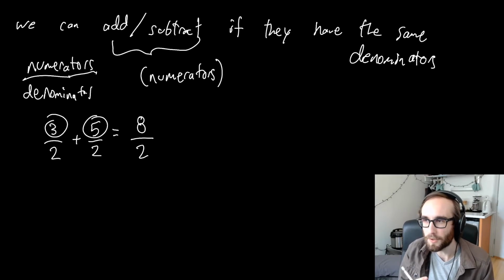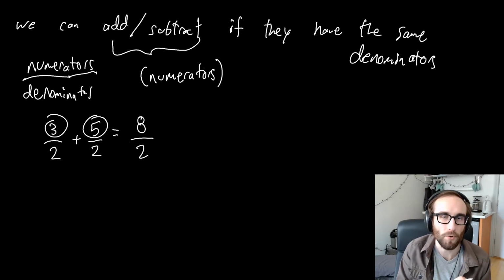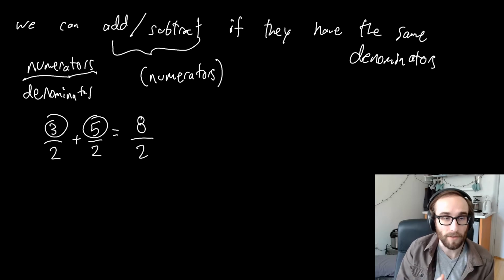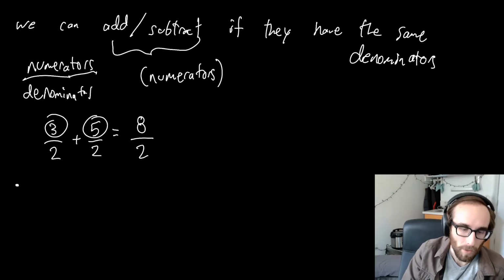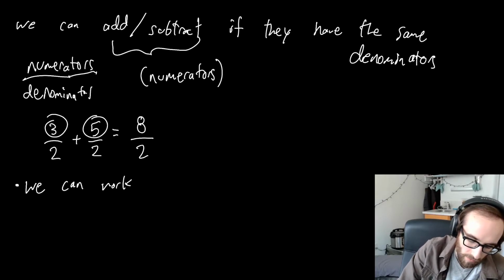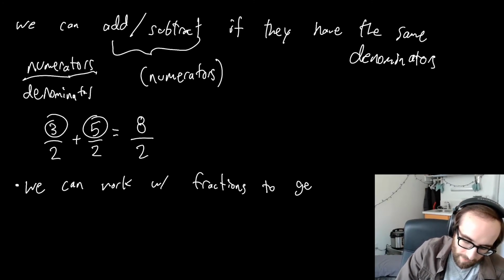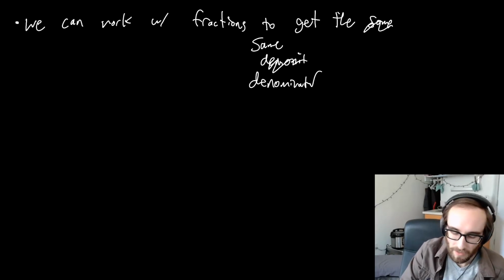One problem you might run into is often you'll be given fractions with different denominators. In that case, we need to work with these fractions in order to end up with the same denominator. And we can do that by finding the least common multiple. We can work with fractions to get the same denominator.